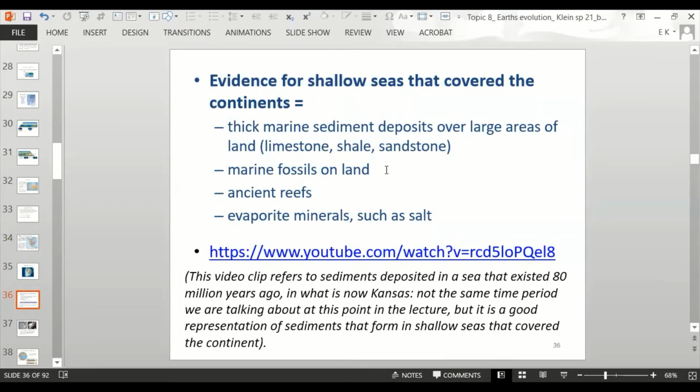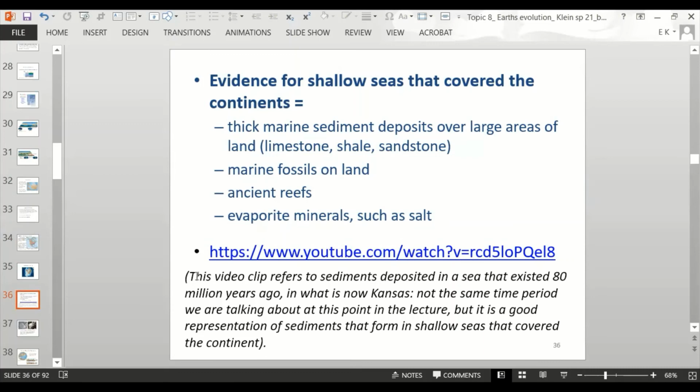You would also find marine fossils on land, ancient reefs, and evaporite minerals such as salt, gypsum. Okay, so we actually have, in parts of this country, salt deposits related to when sea level was higher.